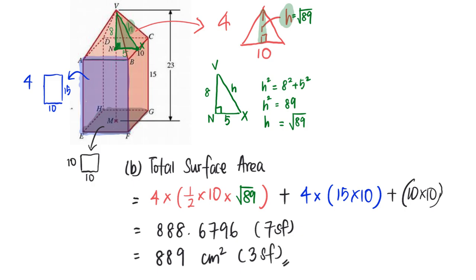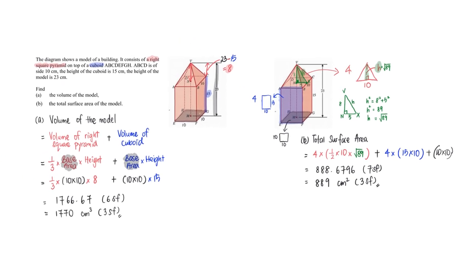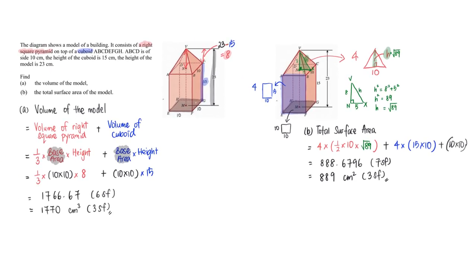With that, I've come to the end of this particular video of finding the volume and total surface area of a building that consists of a right square pyramid and a cuboid.